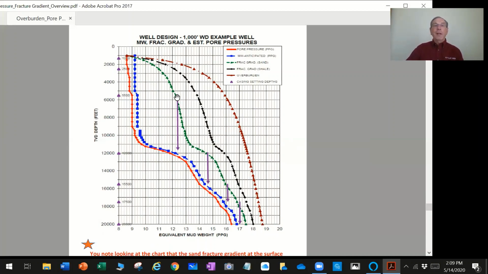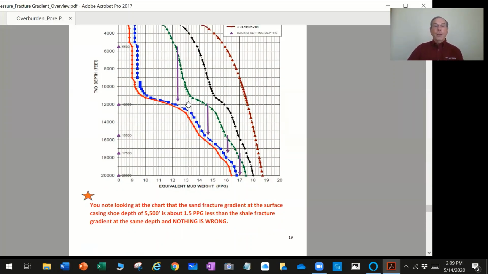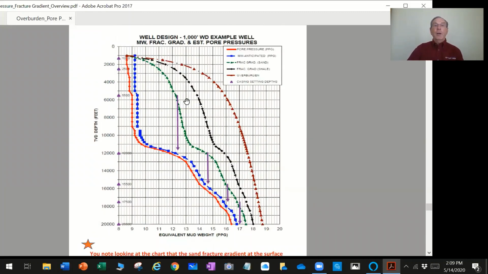but it has a sand fracture gradient of about 12.5 pounds per gallon, which again matches up to what I observed, that many times I would set surface casing shoes at 4,000 feet or 4,500 feet, get a 14.5 pound shoe test, and then I would lose returns when I weighted my mud up. This is the reason. The sand fracture gradient, when you look at this borehole fracture gradient model, is about 1.5 pounds per gallon less for the sand than it is for the shale at the same depth.